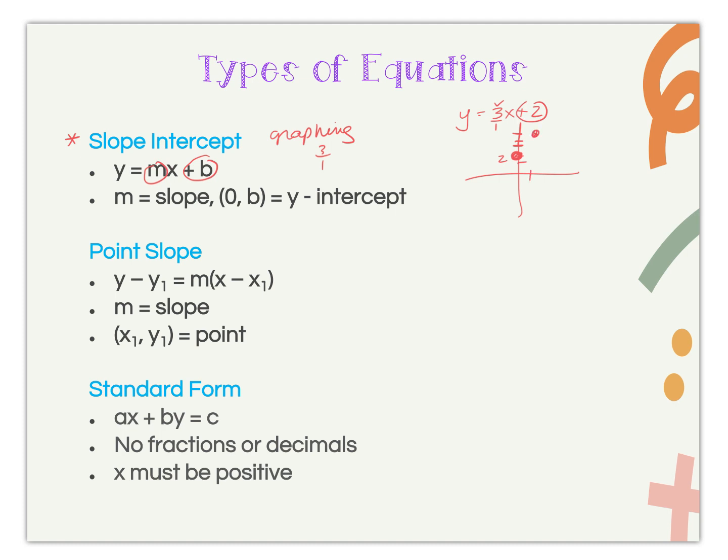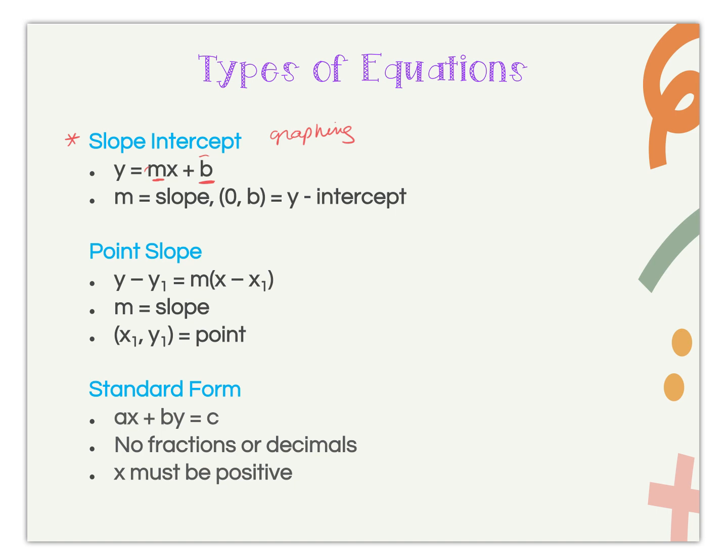So to graph this, I go up 3 and 1 over, or down 3 and 1 back. If you can identify one point on the graph and the slope, it's super easy to graph. Slope-intercept gives you a point on the graph, the y-intercept, and the slope. So for graphing, it's great.